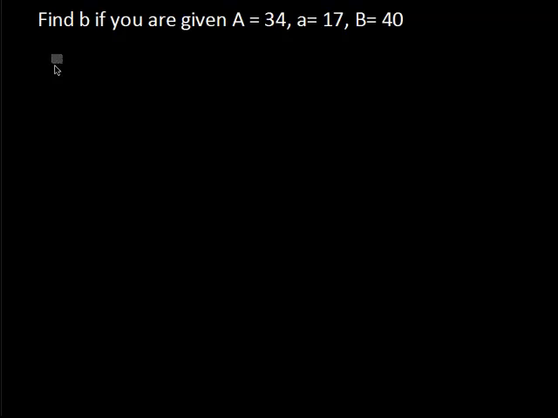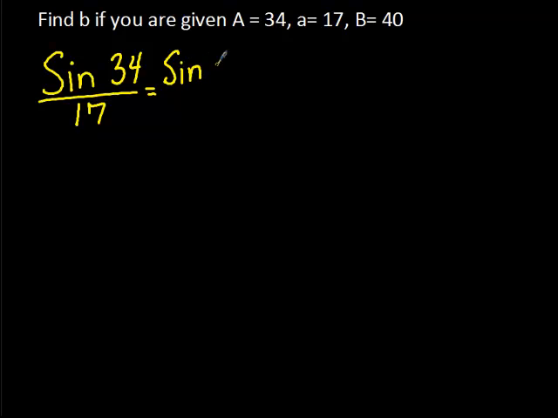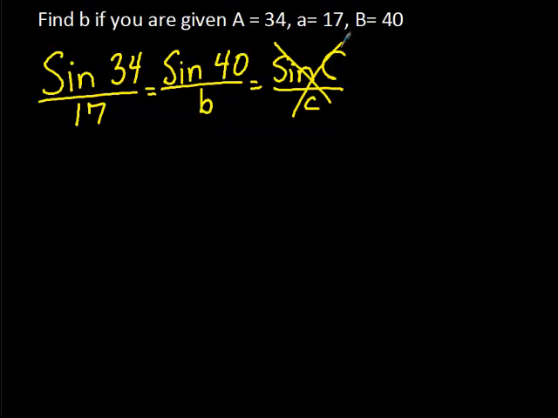The first thing is we have the sine of capital A. Well, capital A is 34. This is over lowercase a, which is 17, which equals the sine of capital B. This time we know capital B is 40, so the sine of 40 over lowercase b, which we don't know, we'll leave as lowercase b, equals sine of capital C over lowercase c. Once again, in this problem, we don't know anything about C, so we can just ignore that. We don't need it right now. We could actually erase it if we had to.